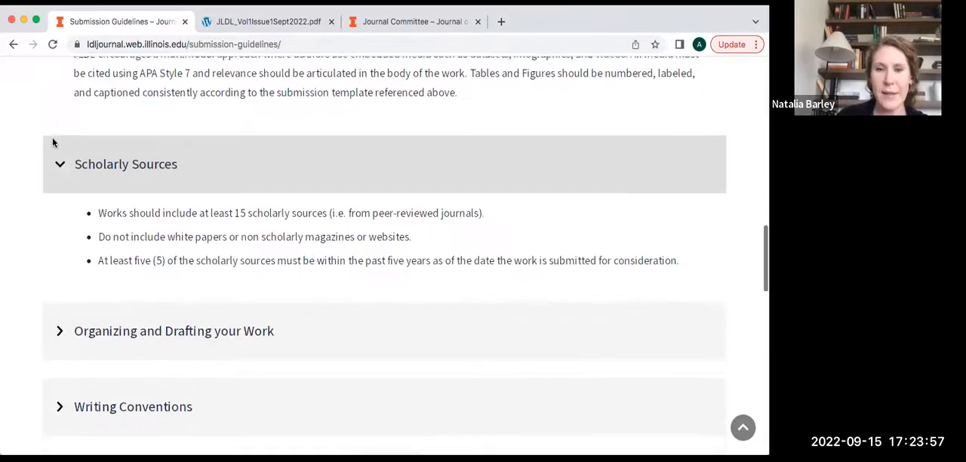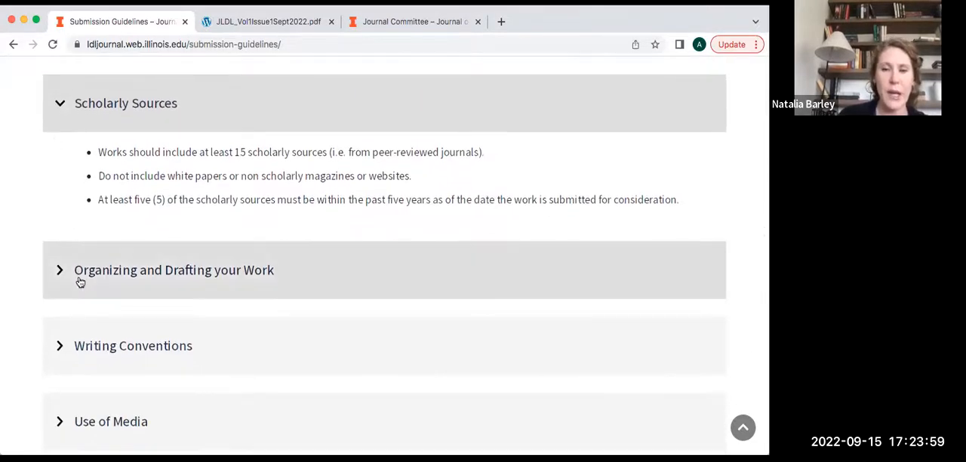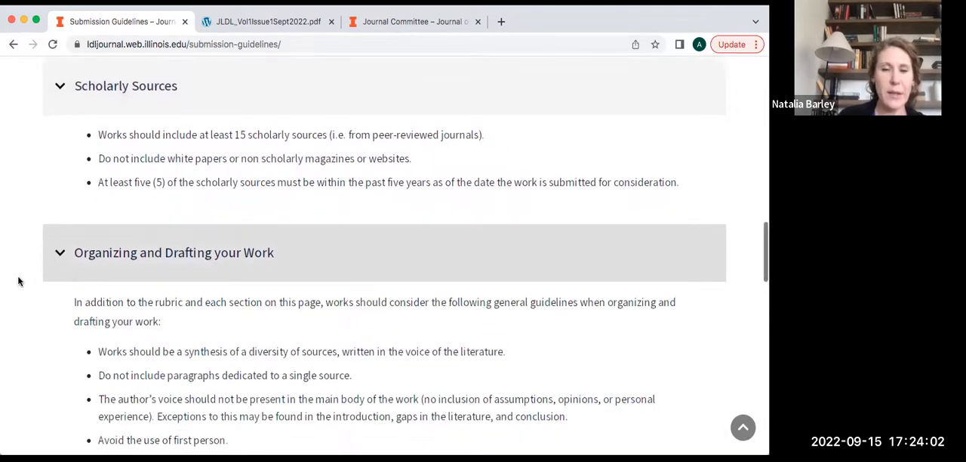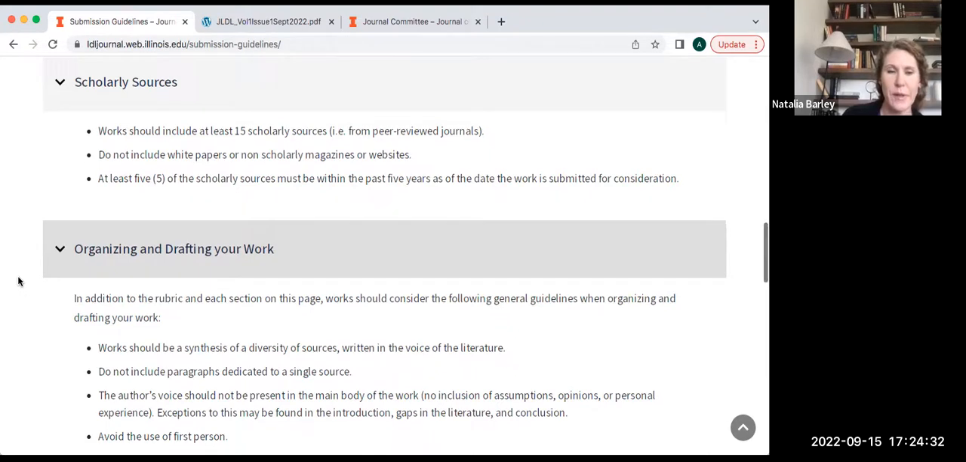Other details that we wanted to mention, especially related to literature reviews in particular, is that we ask that the works include at least 15 scholarly sources. By scholarly, we mean from peer-reviewed journals. That does not include white papers or non-scholarly magazines or websites. And we also ask that at least 5 of those sources were published within the last 5 years, meaning that they are actually very recent. So those are some of the things that we ask for you to consider before you submit.